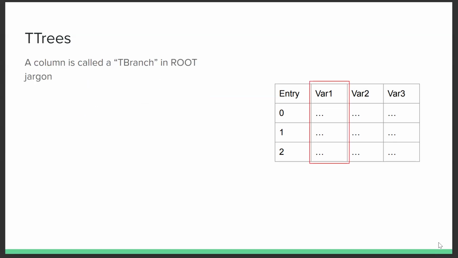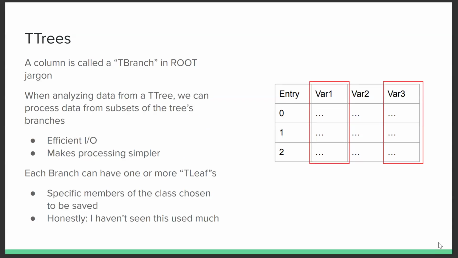So a column in ROOT is called a TBranch, and when analyzing data from a TTree, one of the benefits of columnar data is that you can process data, load it into memory, grab it from storage, with only subsets of those branches at a time. And this makes for efficient input and output and makes processing simpler for you. You don't have to sift through all of the data and find the specific branches that you want. You can say, I just want these branches, and then look at that.